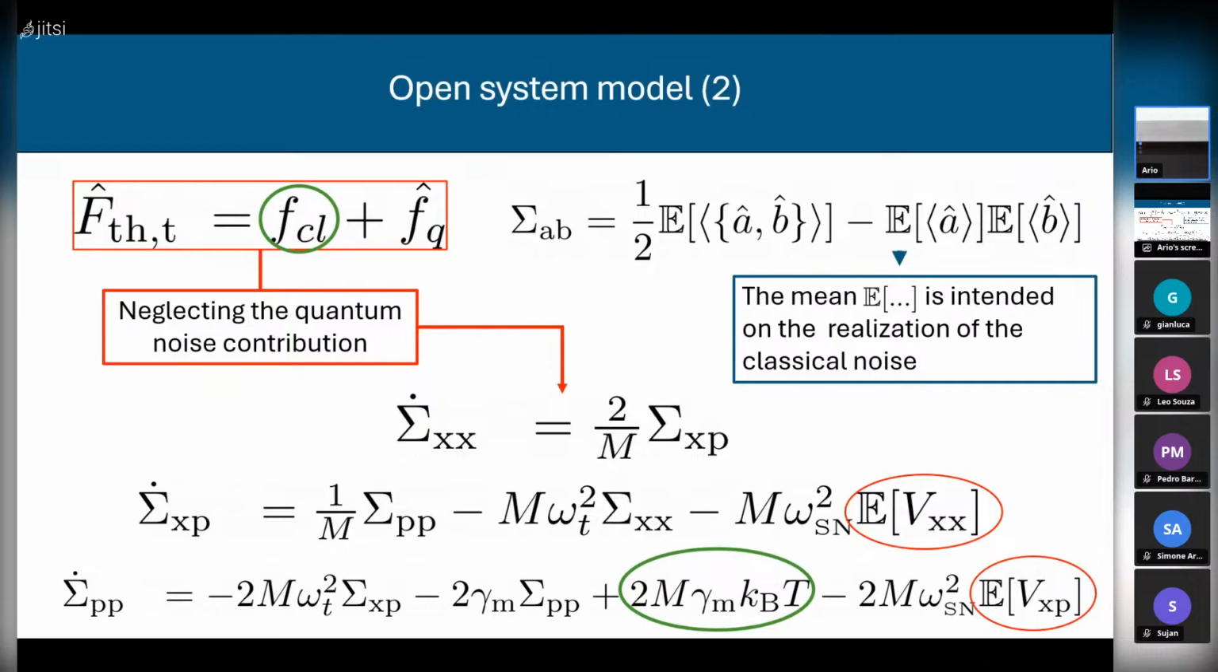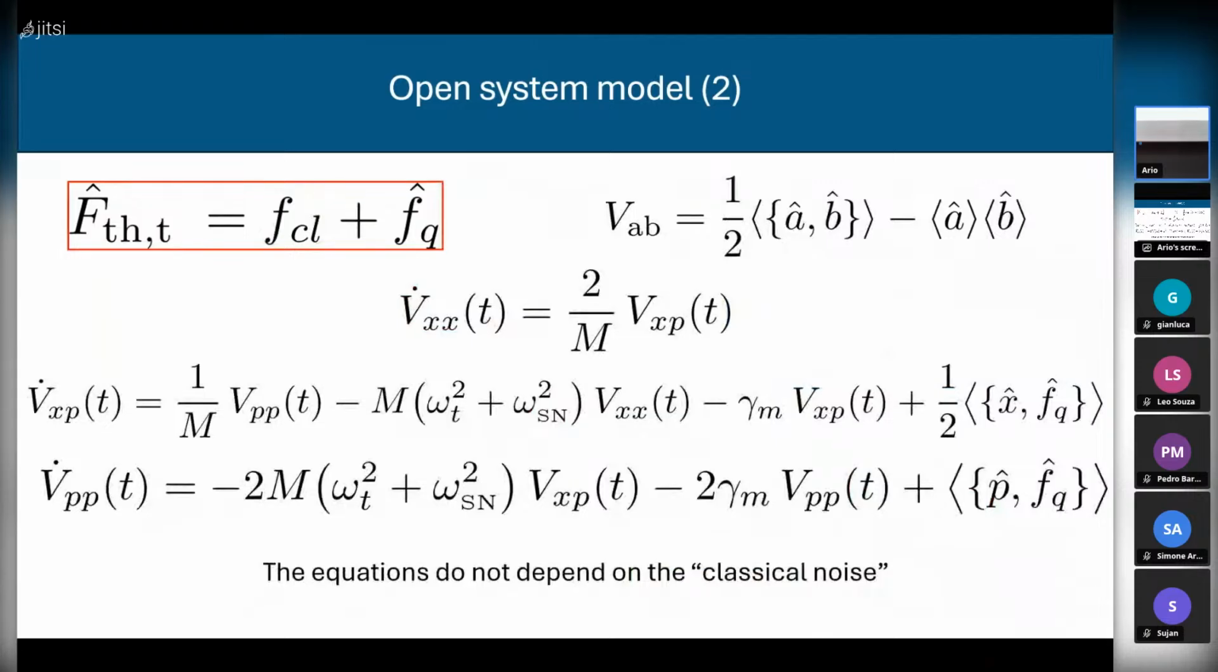So if you do the maths, and in this case you neglect this quantum correlation, you will end up with this kind of equation that will depend on another quantity, this V, that you can compute without taking the stochastic averages, because without taking them the classical noise gets cancelled. I think this is really strange in some way, but this is what happens. It comes from the kind of prescription they use for F, and also from the nonlinearity in the Heisenberg equation, so the presence of the mean position.